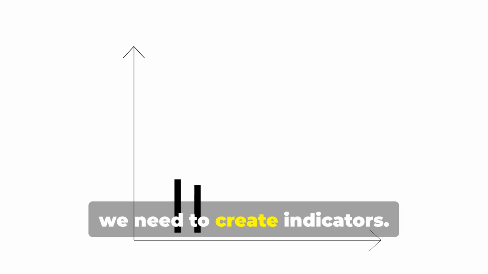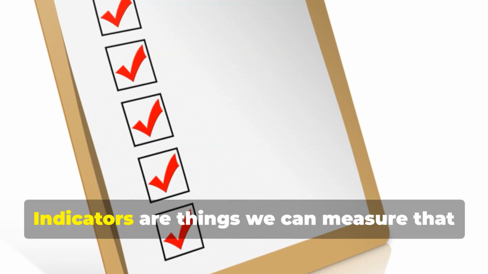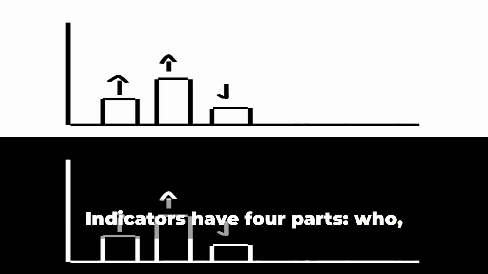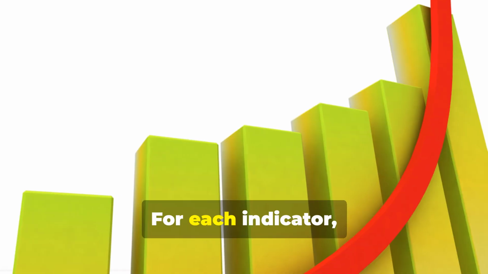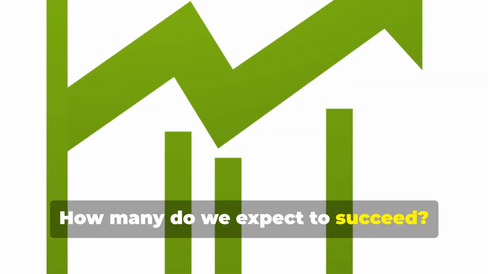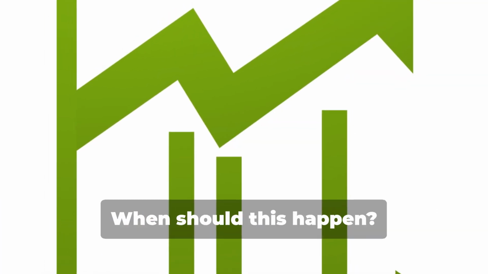Now, to see if we're making progress and reaching our goals, we need to create indicators. Indicators are things we can measure that show change. Indicators have 4 parts: who, how many, how much, and when. For each indicator, we ask, who is changing? How many do we expect to succeed? How much is enough? When should this happen?